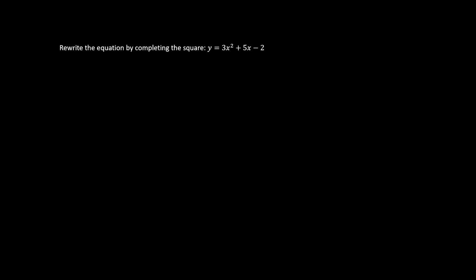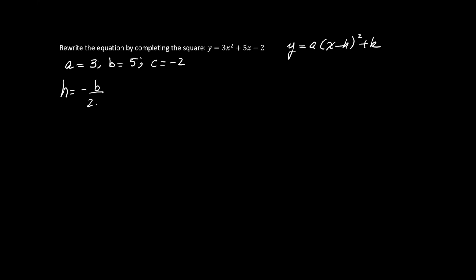Okay, let's look at this one here. Again, our goal is to put it in this form. So a in this case is 3, b is 5, and c is negative 2. So h is negative b over 2a. Negative b is negative 5 over 2 times 3, or negative 5 over 6.